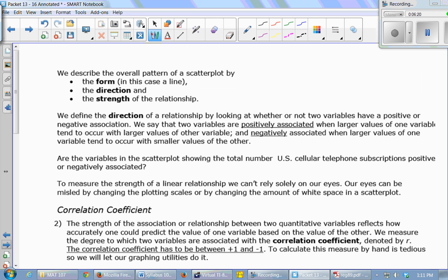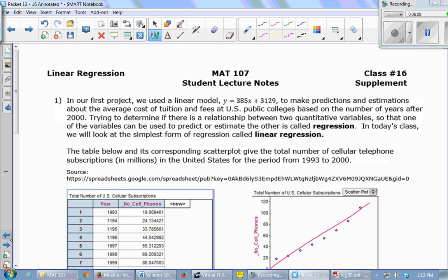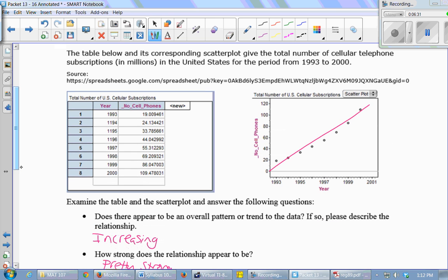Okay, so you can describe the overall pattern of a scatter plot by talking about the form. In this case, we're using a line, although I saw some people drawing curves because a curve might actually be a better fit, right? Some kind of curve like that might be better. But today we're only using lines. That's the only form we're going to use.